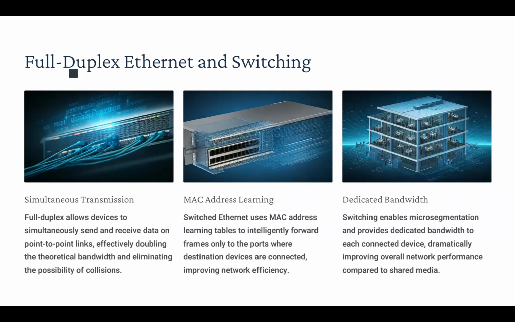Now, when we talk about microsegmentation, basically the switching enables microsegmentation, where each device gets its own collision-free segment. So we ensure dedicated bandwidth and consistent performance regardless of other network traffic. And by eliminating collisions, we enable simultaneous bidirectional transmission, and using address-based forwarding, the full duplex switch in Ethernet significantly improves throughput, scalability, and latency throughout the network.